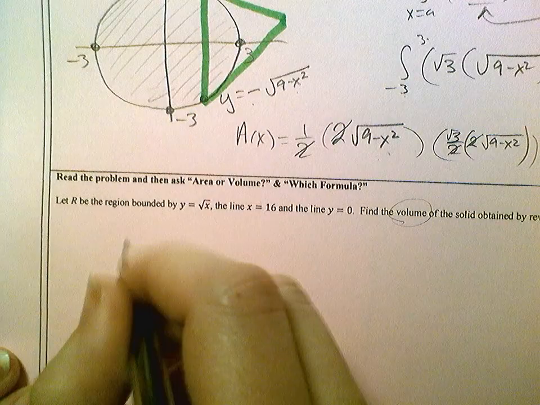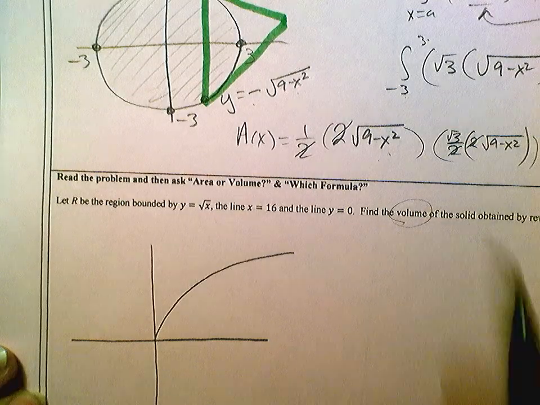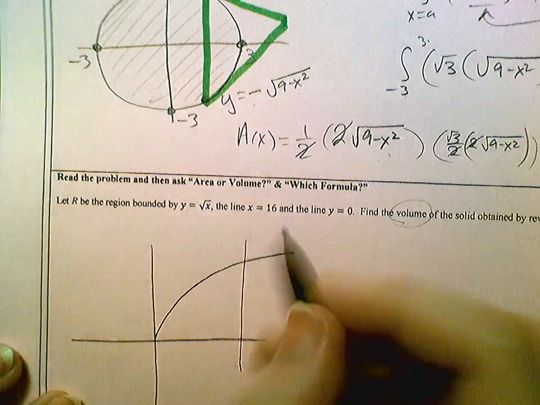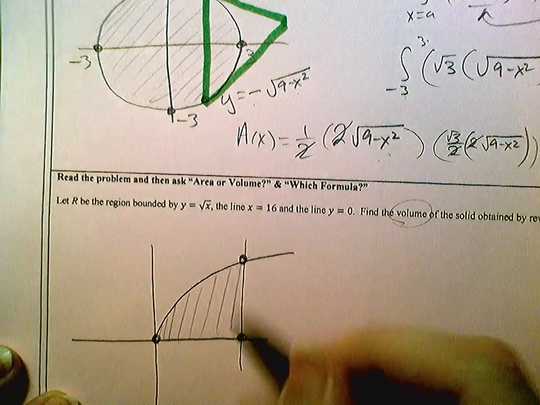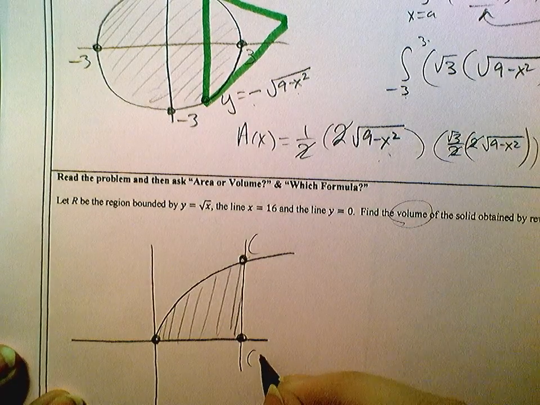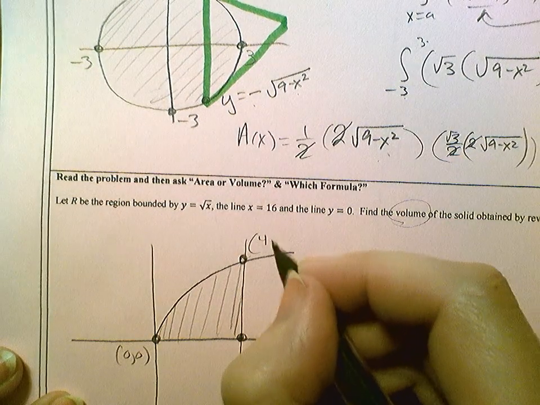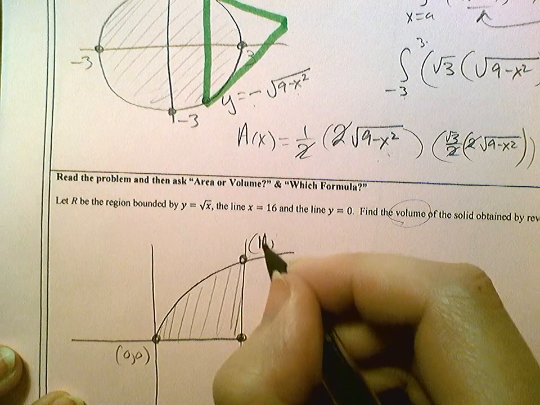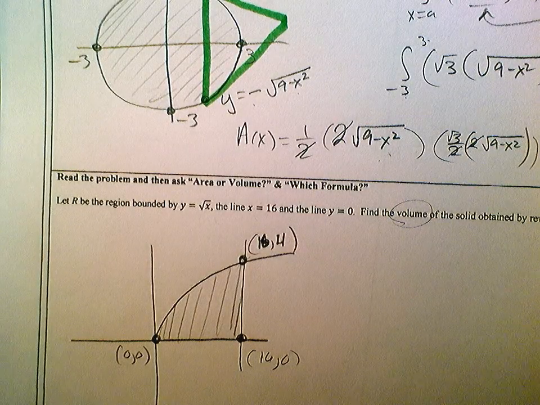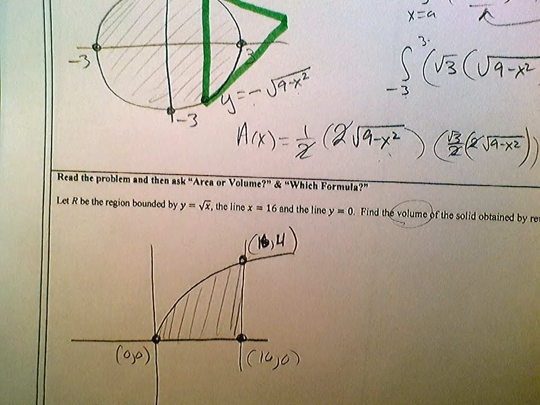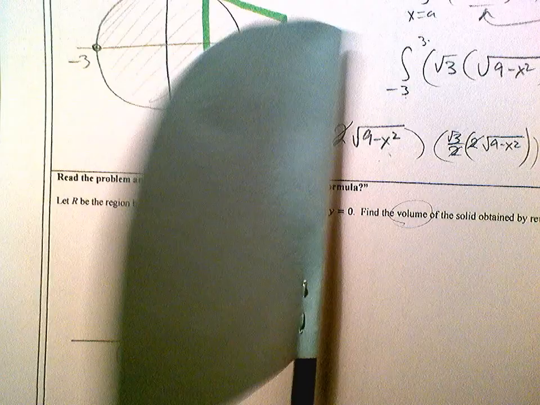Okay. So, draw the picture. This is y equals radical x. Let's say that's x equals 16. Okay, so here is our region. That's the point 16, 4. Okay. Now, guys, when you have these revolution problems, remember when I was using these before?